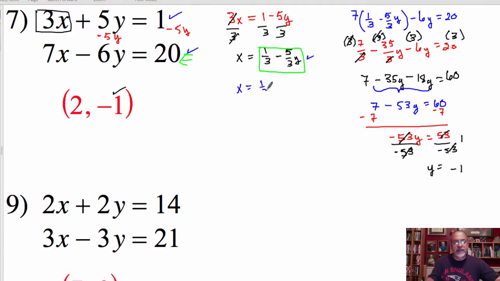So x is equal to 1/3 minus, and then I have 5/3 times y, which is a negative 1. So this is going to be 1/3, and now a negative times a negative gives me a positive 5/3. So the denominators are the same, so that's going to equal 6/3, which reduces to 2. So my x value is 2, so I have my ordered pair, which is the solution to this system.